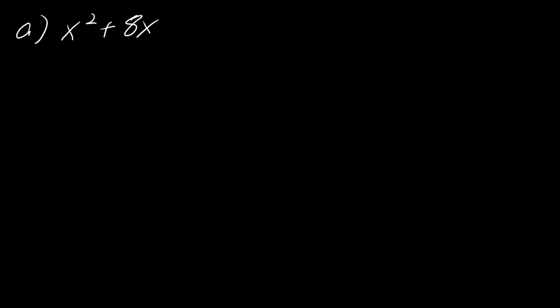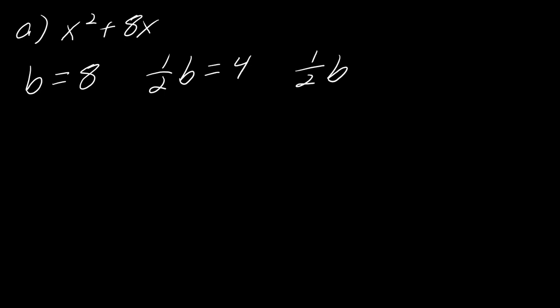The first thing that I want you to do is identify what is the b, half b, and half b squared. So just pause for a second and write that down on your own and hit play when you're ready. Okay, so my b is 8. My half b, so half of 8, is 4. And then 4 squared is 16. Okay, so that's step 1, or really step 1 and step 2, I guess.